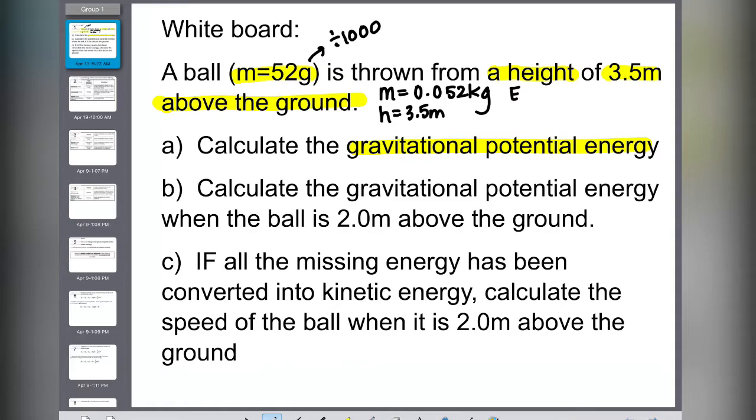The equation for gravitational potential energy is mgh. So the mass is 0.052 times 9.8 times the height, which is 3.5. So do your math. I got the answer to be 1.7836, and that's in joules. Looking at the question, there are 2 sig digs, so I'm going to round it to 1.8 joules.